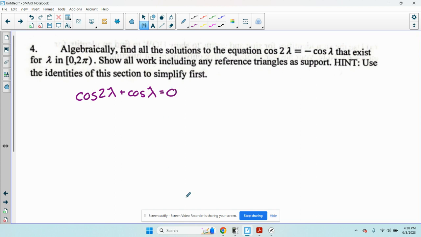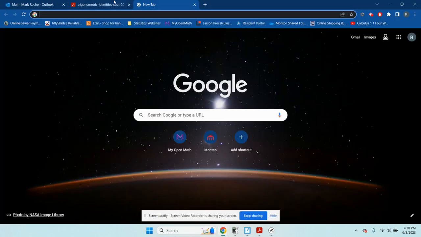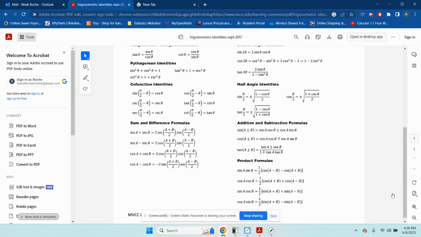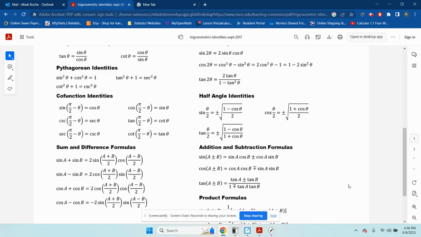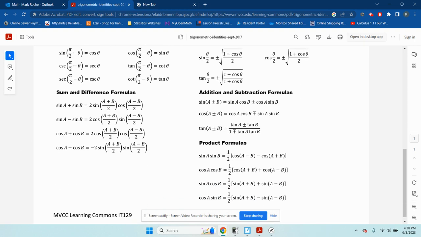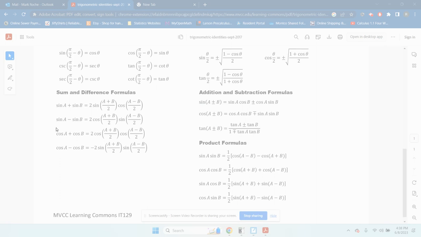So if you look at the identities, I have them pulled up here. The sum and difference formulas: you see the addition of two cosines, like cosine A plus cosine B, I can write as the product of cosines. So I'm just going to copy this formula so it's easier to work with.